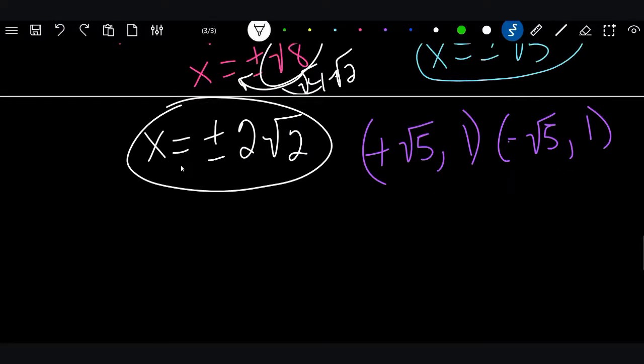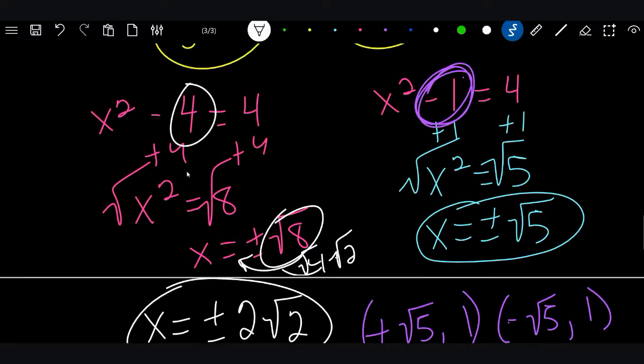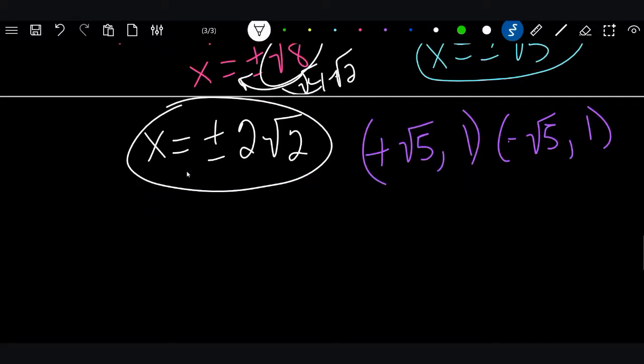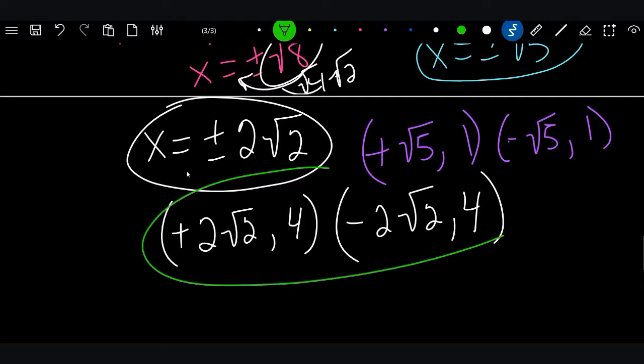Now, what are we going to get for the other one, the other y? What was the other y answer? It was 4. And so the 4 gives us the plus minus 2 square roots of 2. So one of them is going to be a positive 2 square roots of 2, comma 4. And then the other one is going to be the negative 2 square roots of 2, comma 4. So this one actually gives us 4 answers. You should be able to recognize why it gave us 4 answers.